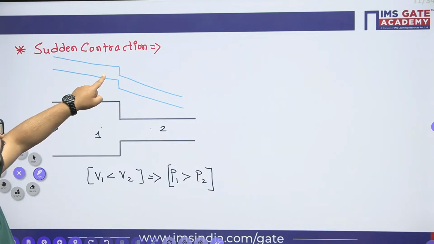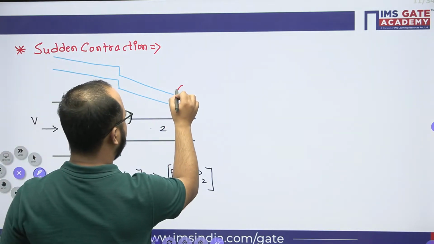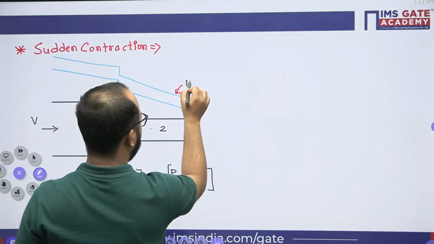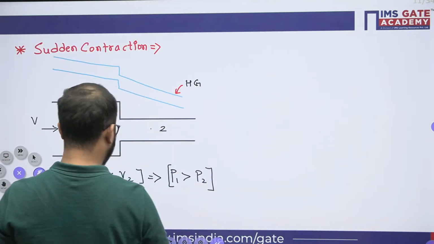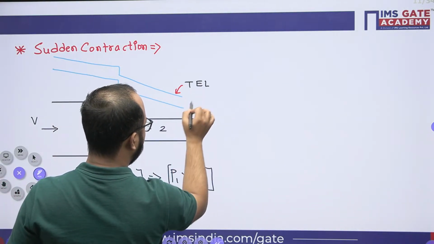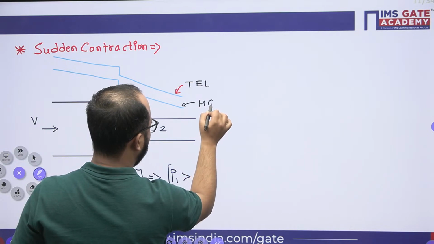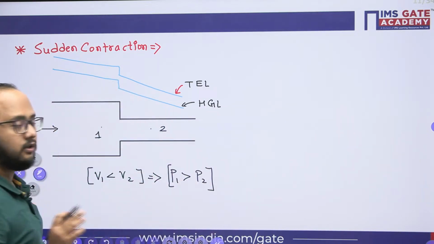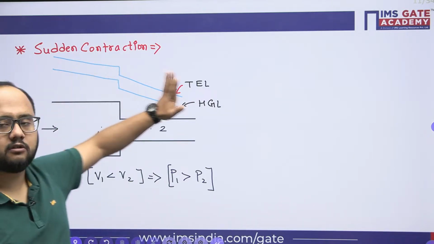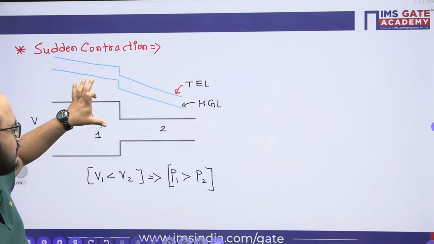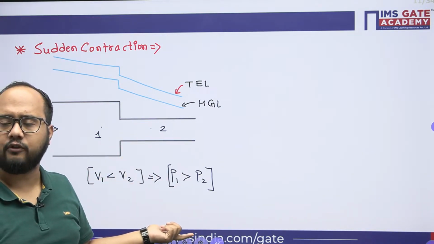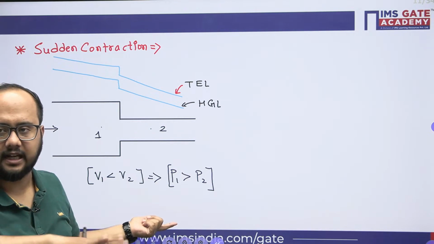So this is the HGL, and this is the total energy line. How we have drawn this is a very important point. During the fluid flow, the TL always drops, but actually because of this sudden contraction, energy losses will be there, because of flow separation and eddy formation, all those things we discussed in the last class also.